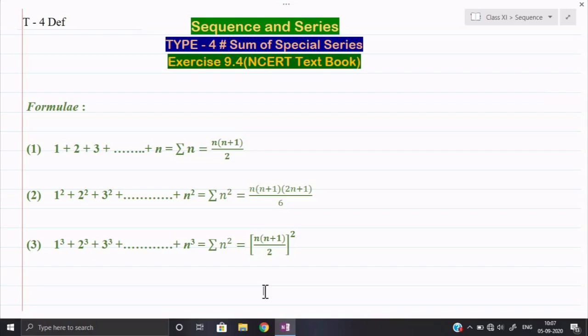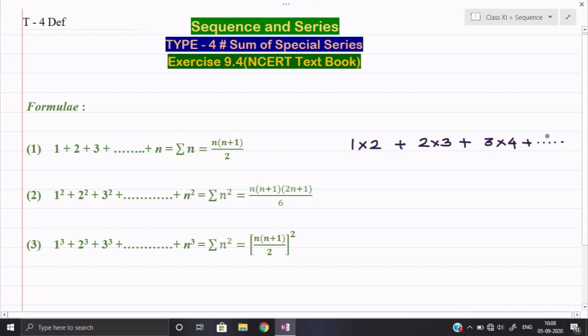Now the sequences they are giving us are not completely AP or completely GP. They form mixed sequences, meaning not AP and not GP. They may be similar kinds of sequences, but they will not be called completely AP or GP. For example, I will give you one small example: 1 into 2 plus 2 into 3 plus 3 into 4 and so on. Observe this particular sequence.